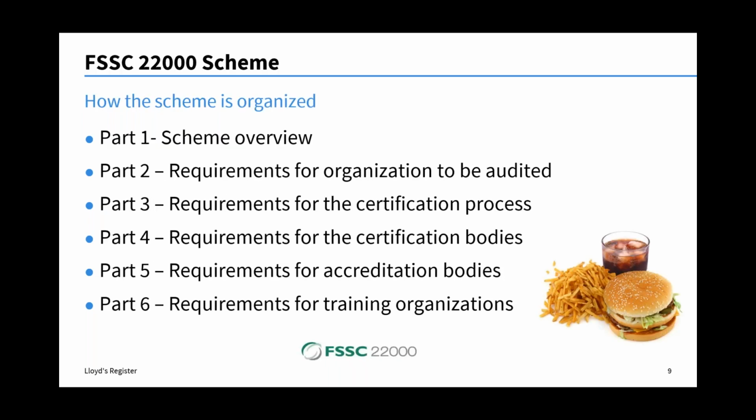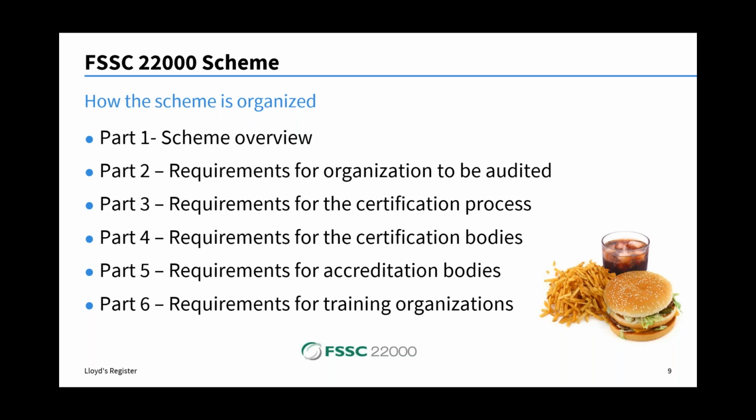Now the document which is published is one single document with 6 parts. Part 1 is the scheme overview. Part 2 is the requirements for organizations to be audited. Part 3 is about requirements for the certification process. Part 4 is requirements for certification bodies. Part 5 is requirements for accreditation bodies. Part 6 is about requirements for training organizations.